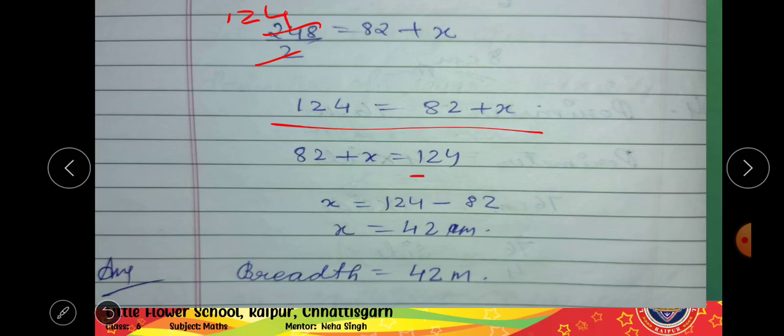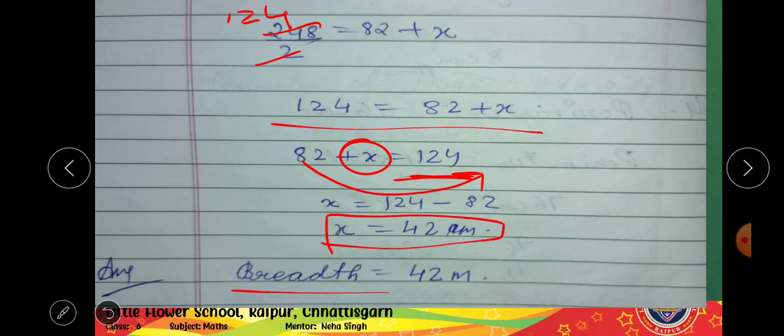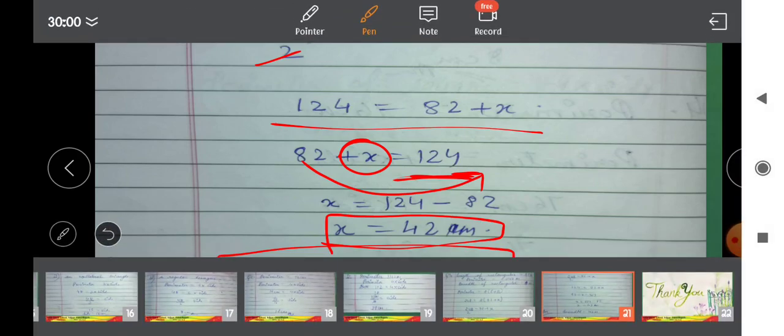82 plus x is how much? 124. We need to find the value of x. We'll shift this 82 to the other side. That is 124, 82 will be subtracted from 124, which is 42. So the breadth comes out to be 42 centimeter, right?